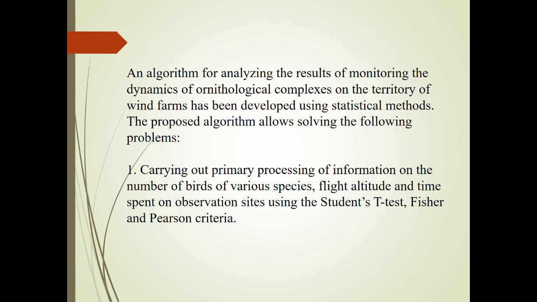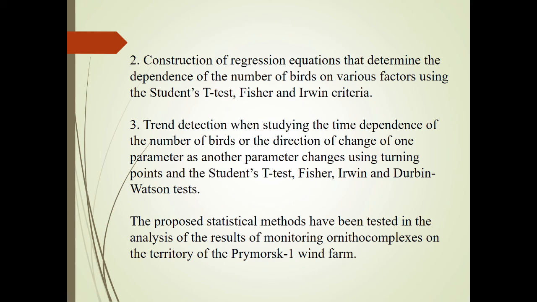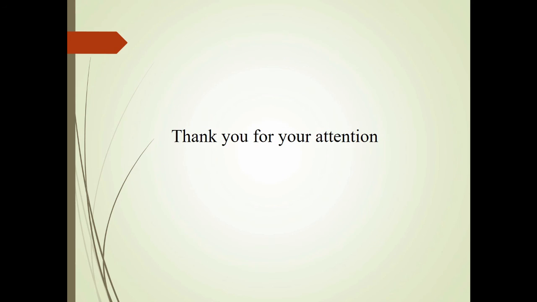1. Carrying out primary processing of information on the number of birds of various species, flight altitude, and time spent on observation sites using the Student's t-test, Fisher and Pearson criteria. 2. Construction of regression equations that determine the dependence of the number of birds on various factors using the Student's t-test, Fisher and Irwin criteria. 3. Trend detection when studying the time dependence of the number of birds or the direction of change of one parameter as another parameter changes, using turning points and the Student's t-test, Fisher, Irwin, and Durbin-Watson tests.